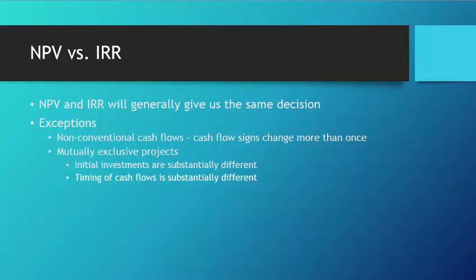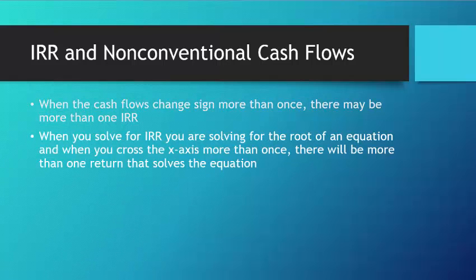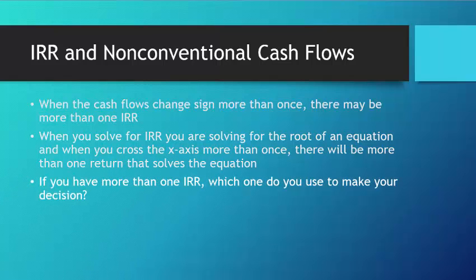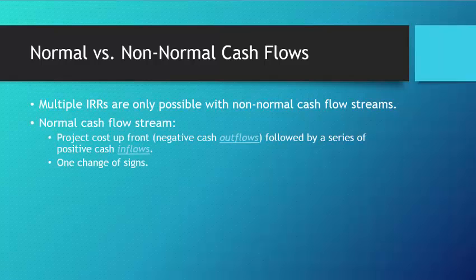But because we do have these exceptions, which one should I use? Before I get into that, let me hit the question of when there is a non-conventional cash flow. When the cash flows change sign more than once, there may be more than one IRR. When you solve for IRR, you're solving for the root of an equation. When you cross the x-axis more than once, there will be more than one return that solves that equation. If you have more than one IRR, which one do you use to make your decision? When does that happen? Well, multiple IRRs are only possible with non-normal, non-conventional cash flow streams.